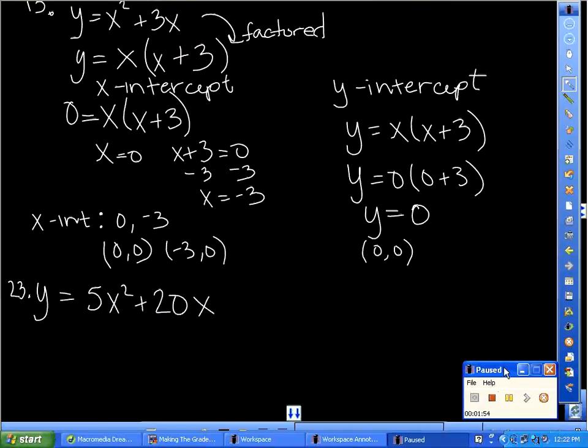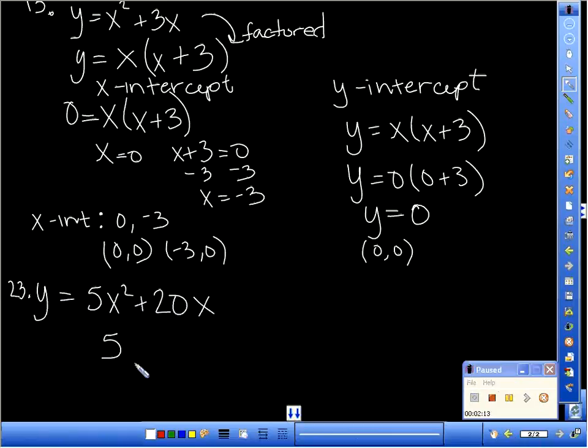All right, we're looking at number 23 from the worksheet I gave you. Y equals 5x squared plus 20x. When we're looking to factor out a common factor, it's not always just the variables. Is there something I can divide 5 and 20 by? 5. So that's one thing I want to take out. I want to take out the 5, and I want to take out an x.